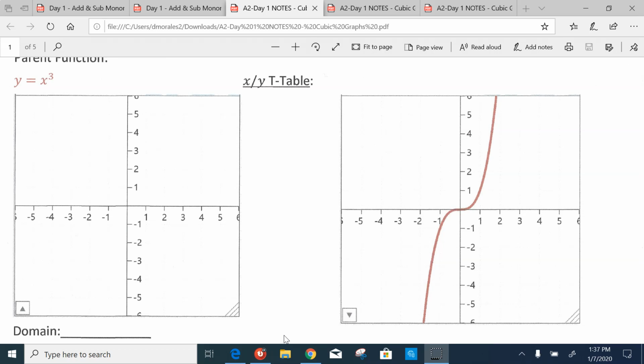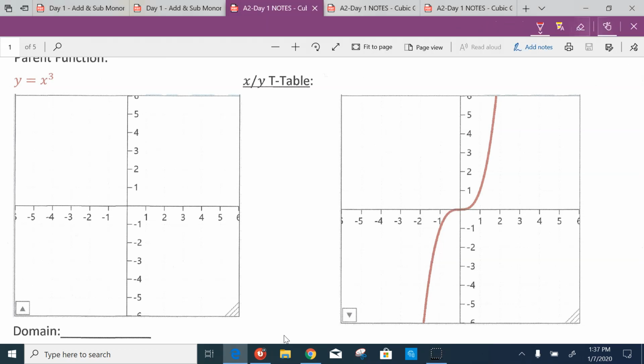Today, we're going to be discussing the cubic function, or basically the graph and the function of y equals x to the third power that we see over here on our left side. On the right side, I have a picture of the graph already, but on the left side, we're going to work on deriving it and explaining it.